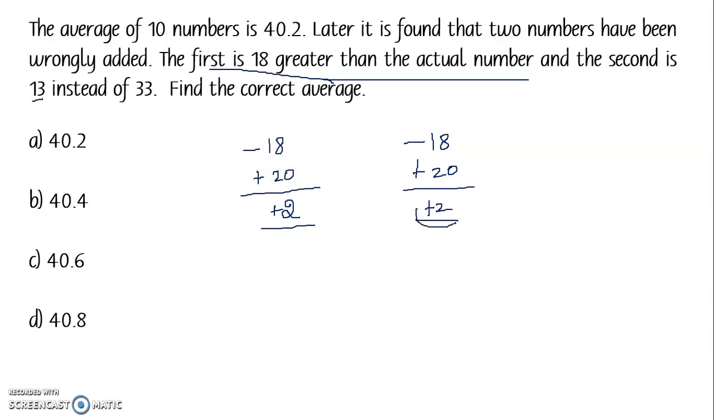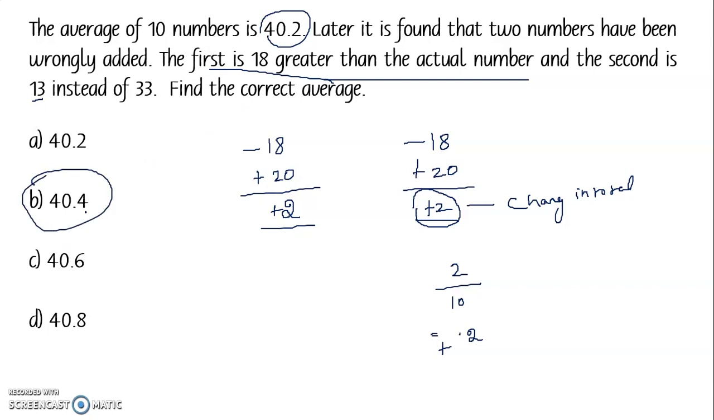Okay. So this plus 2 is the change in total. Now what will be the change in average? Divide this by the number of items. So 2 divided by 10 will get 0.2. So that is plus 0.2. So already we know the average is 40.2. So 40.2 plus 0.2 will be 40.4. So this will be the correct answer.